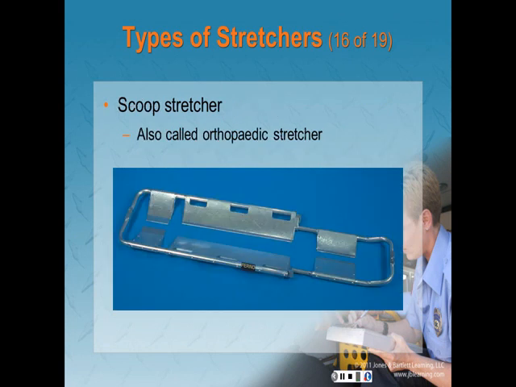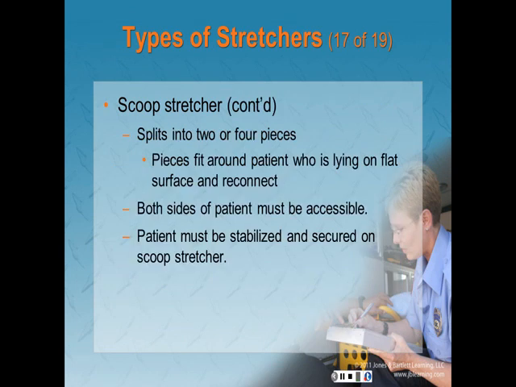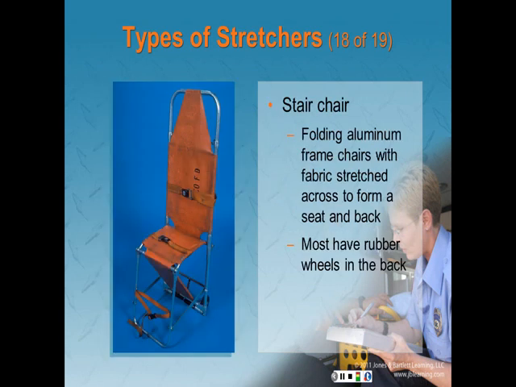When you return to the ambulance, you should lift the backboard out of the basket stretcher and place it on the wheeled stretcher. A scoop stretcher, also called an orthopedic stretcher, is designed to be split into 2 or 4 pieces. The pieces are fitted around your patient who's lying on the ground or on a flat surface. Then you reconnect the parts and the patient is lifted and put onto a backboard. Both sides of the patient must be accessible for you to use this type of device, and you must fully stabilize and secure the patient while on the scoop stretcher.